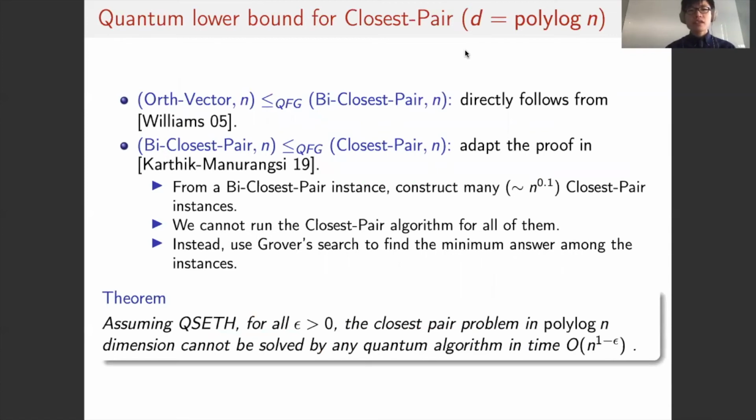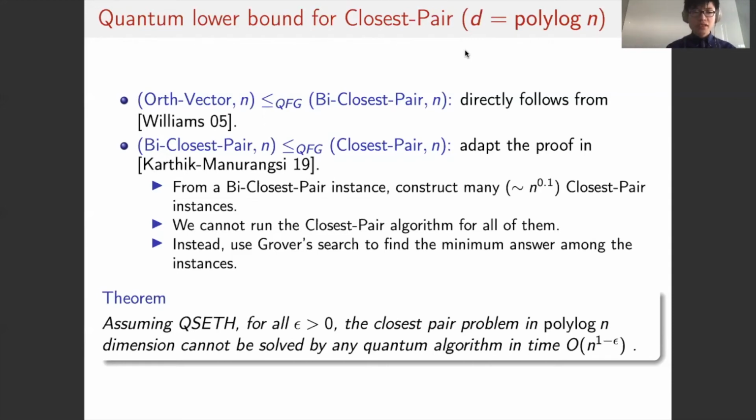For the second step, it easily follows from Gramm-Williams' paper. For the third step, we adapt the proof in KM19. One thing we need to take care of is that in their reduction, we will construct many closest pair instances, and we do not have enough time to solve all of them. Instead, we construct a superposition of the instances and use Grover search to find the minimum answer among the instances.